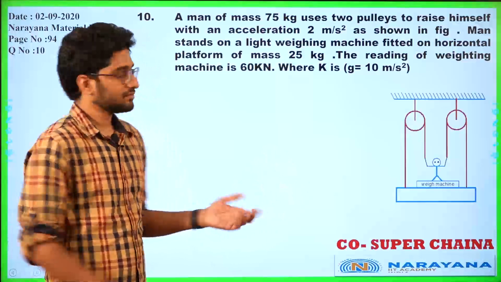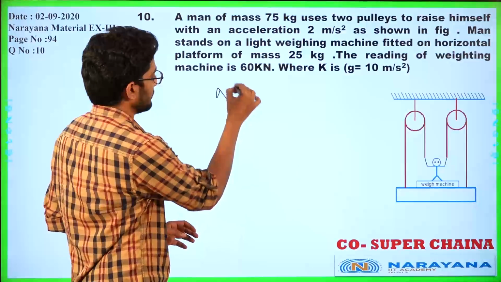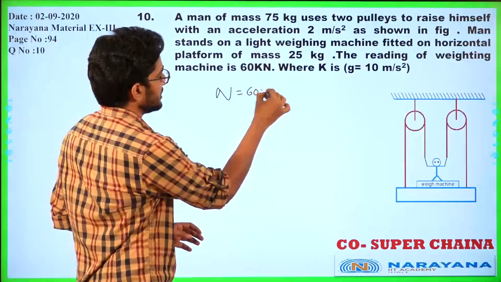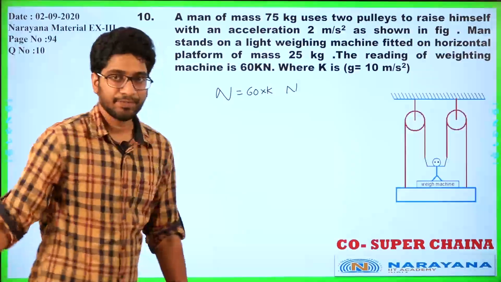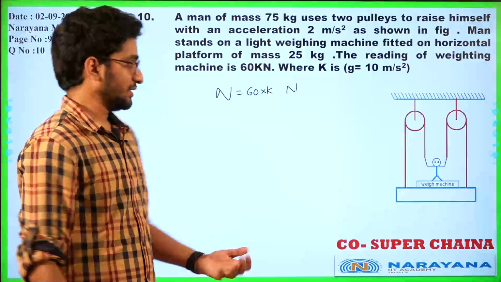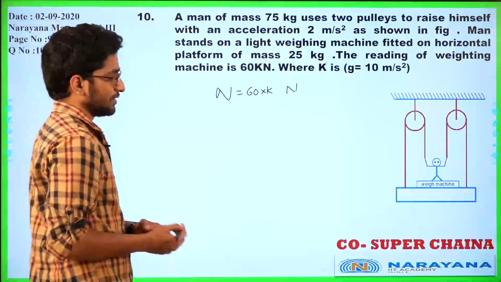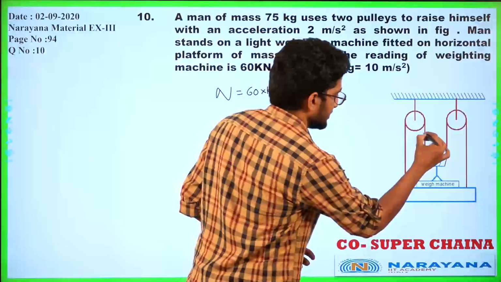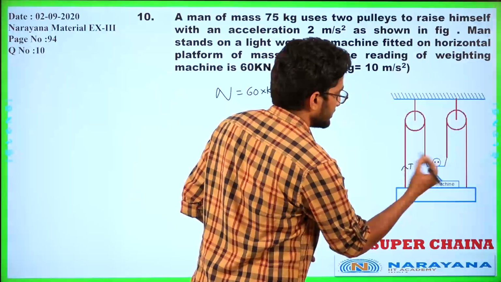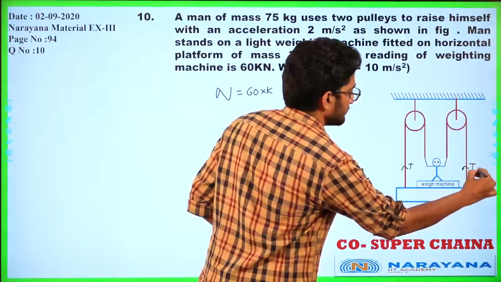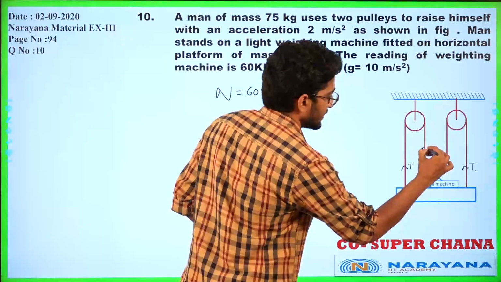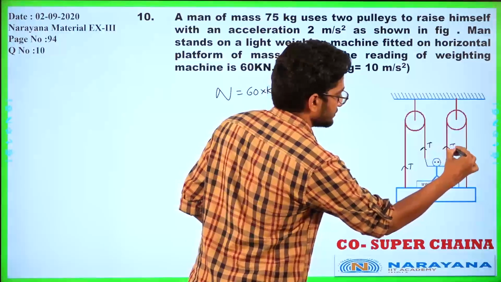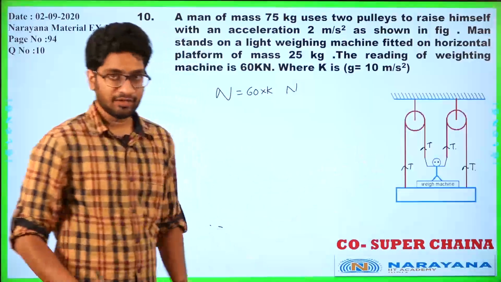So you need the k value. So the normal force is given as some 60 into k, where k is some constant, 60 into k newtons. Okay. So I need to find the normal force basically. So how do I find normal force here? Let's say tension in the string is T. So tension here is T, tension here is T. So tension acting on the man is also T and T. Okay. So I will take the free body diagram of the man first.